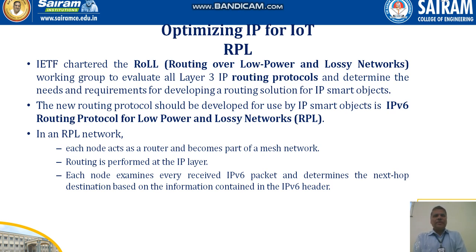In an RPL network, how it works basically and what things are there: first, each node acts as a router and becomes part of a mesh network. Second, routing is performed at the IP layer. Third, each node examines every received IPv6 packet and determines the next hop destination based on the information contained in the IPv6 header.